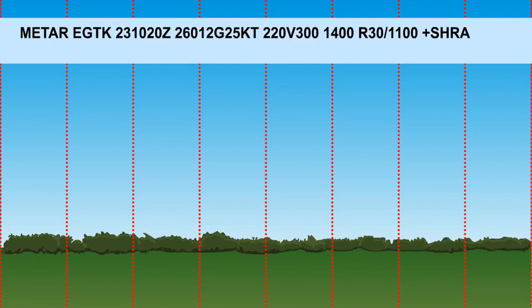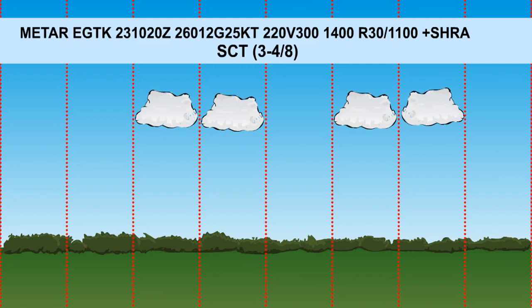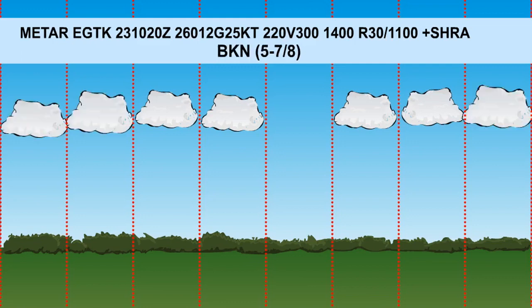Cloud is the next information in the METAR. There are several cloud prefixes which are used to describe the amount of cloud in each layer. We subdivide the cloud coverage into eighths, called octaves. Depending on the cloud coverage, cloud amounts may be classified as few, meaning 1 to 2 eighths of cloud, scattered, meaning 3 to 4 eighths, broken, 5 to 7 eighths, or overcast, meaning complete cloud coverage, 8 eighths.